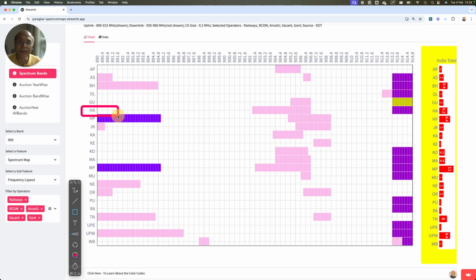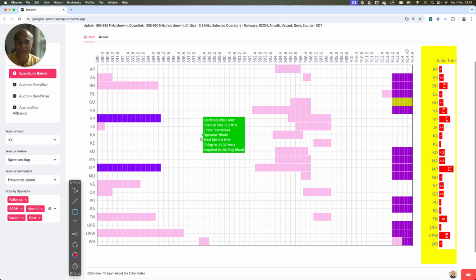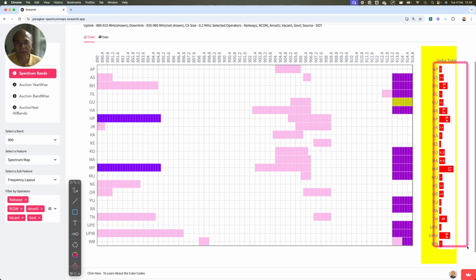And then we have got the RCOM spectrum, which is 5 megahertz of spectrum in HP and Madhya Pradesh, held on account of the NCLT case where DOT is not letting this spectrum be made available in the public domain for use. The litigation is going on for a long period of time. I don't know how long this spectrum is going to lie waste. So you can see that, depending upon which circle you look at, it is around 10, 20, 25% of the spectrum band, out of the total 20 megahertz, I think 25 megahertz is lying waste.